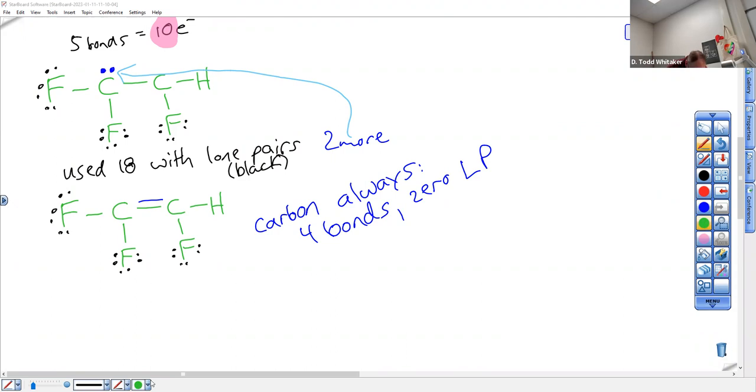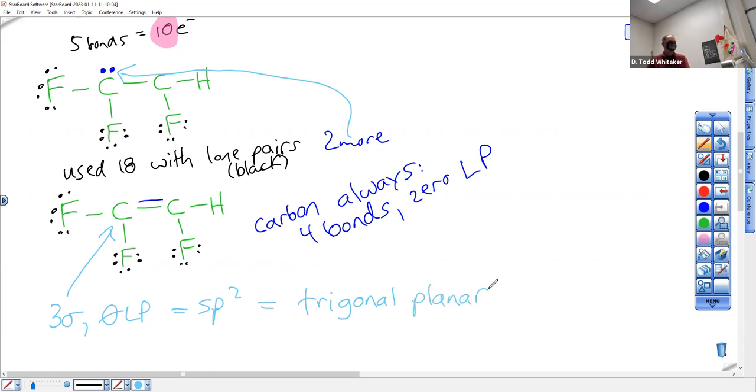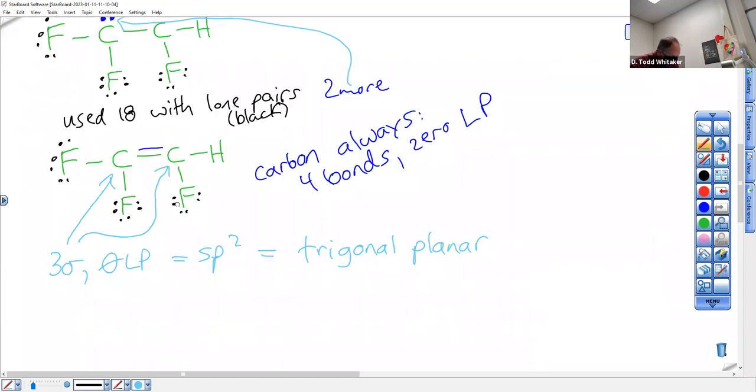We'll put it in baby blue. Three sigma, zero lone pairs equals sp2, equals, in this case, trigonal planar. Trigonal planar means it's flat, that's planar, and it's a triangle. So it's not drawn that way, is it? For a triangle, you need evenly spaced F and C. And same story here, right? So we're going to redraw it.